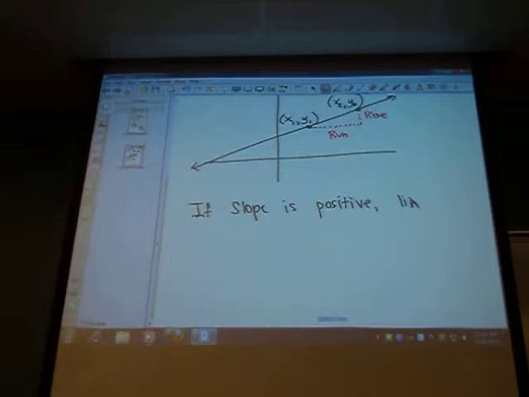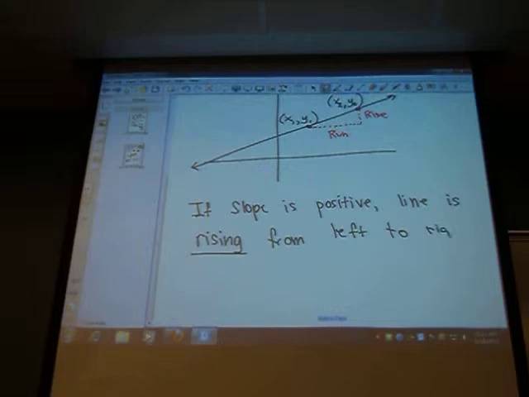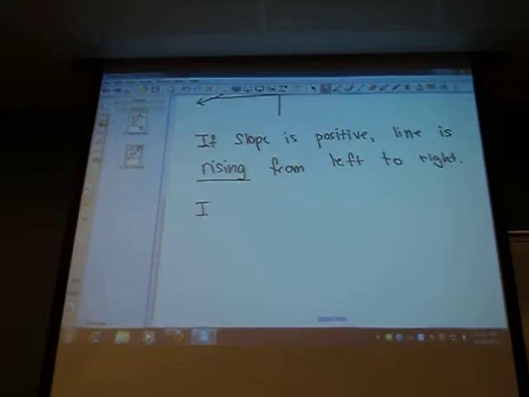If the slope is positive, the line is going upwards, rising from left to right. If my slope is negative, then my line would be falling, going downwards from left to right.